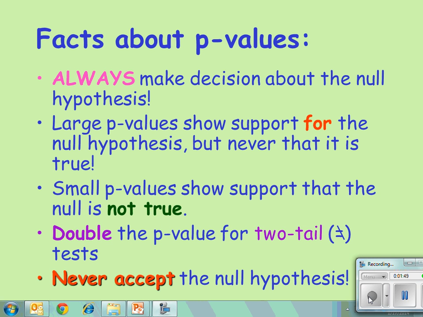When you are allowed to double the value, you're looking at both of those two tails, the left and the right, on that normal curve that I showed you earlier. Then you're allowed to double the p-value for your two tails. Therefore, you're dealing with not equals tests. And again, I do want to stress that you're never accepting the null hypothesis. You're either rejecting or failing to reject. That's it. You're not allowed to say accept.